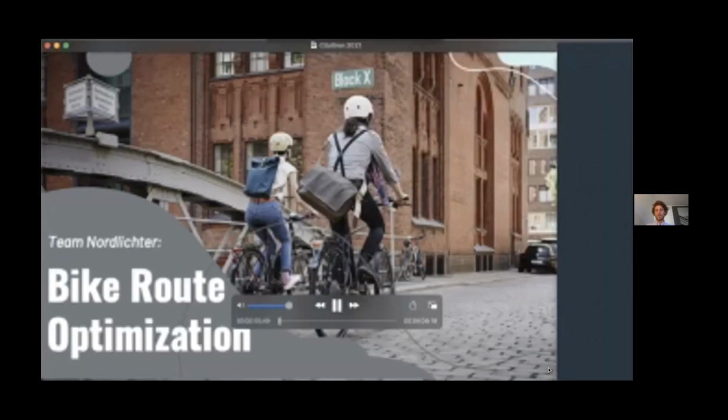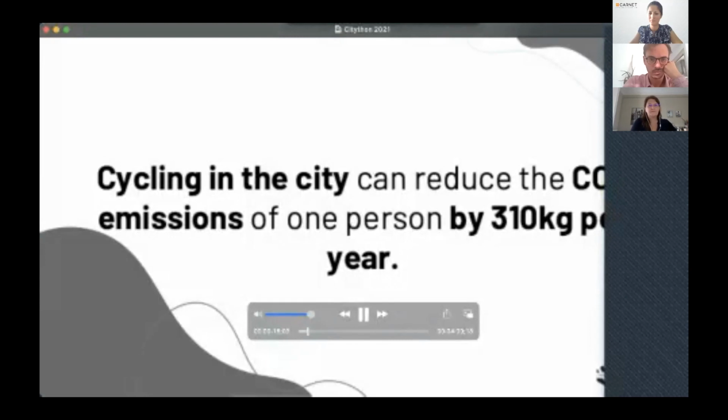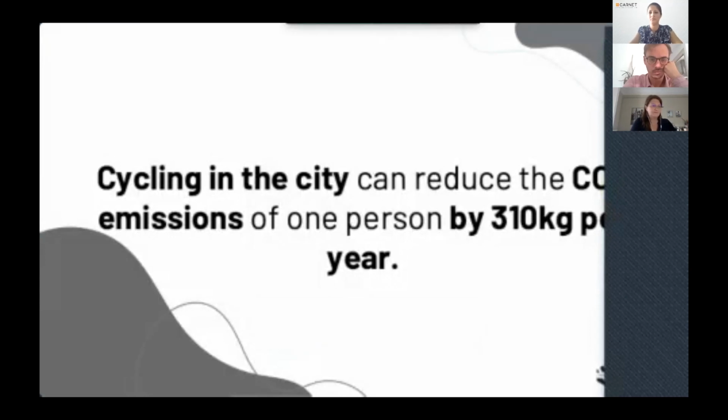My name is Vincent, and I invite you to hop in and follow along as we show you our vision for the future of cycling in the city of Hamburg. Cycling is an important cornerstone for sustainable mobility. In fact, studies show that cycling in the city can reduce the CO2 emissions of one person by 300 kilograms per year.